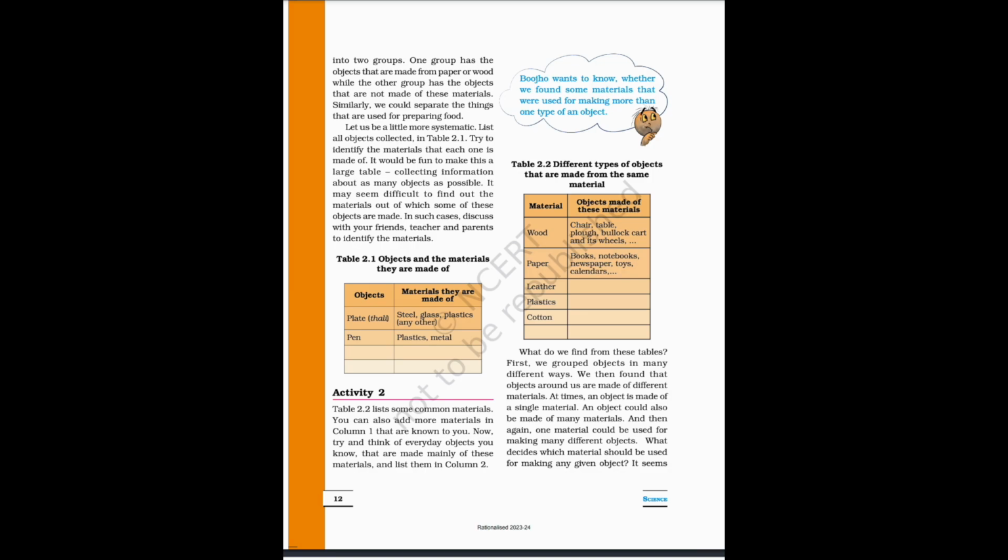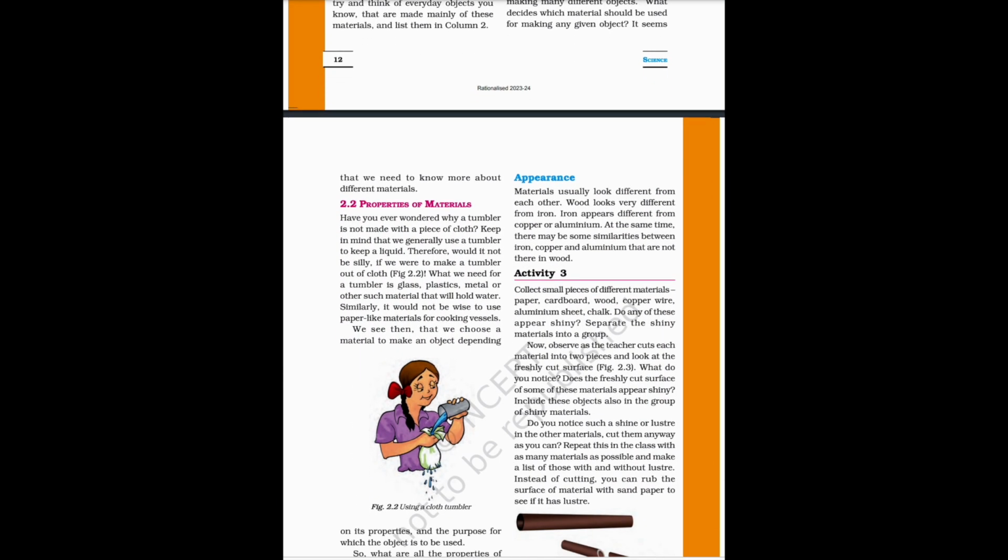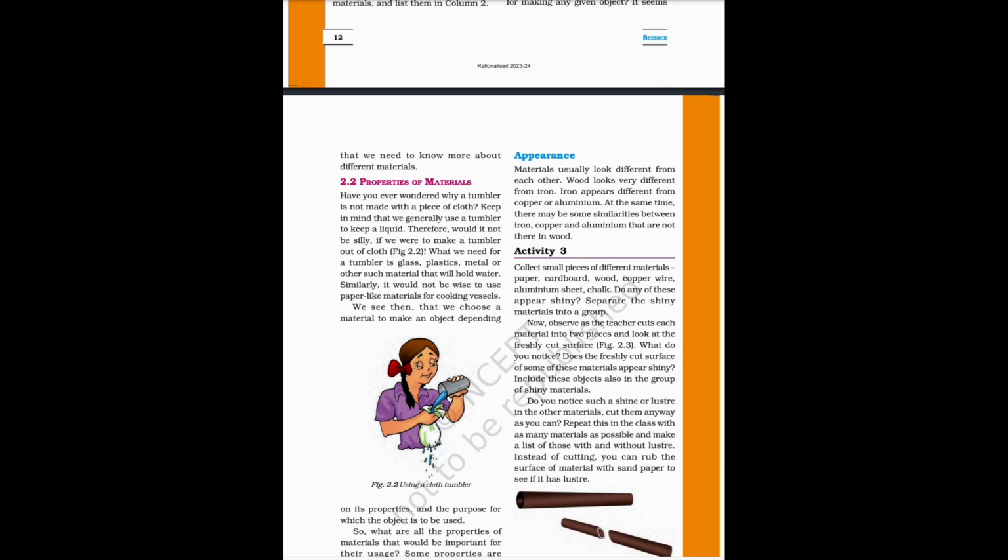First, we grouped objects in many different ways. We then found that objects around us are made of different materials. At times, an object is made of a single material. An object could also be made of many materials. And then, again, one material could be used for making many different objects. What decides which material should be used for making any given object? It seems that we need to know more about different materials.